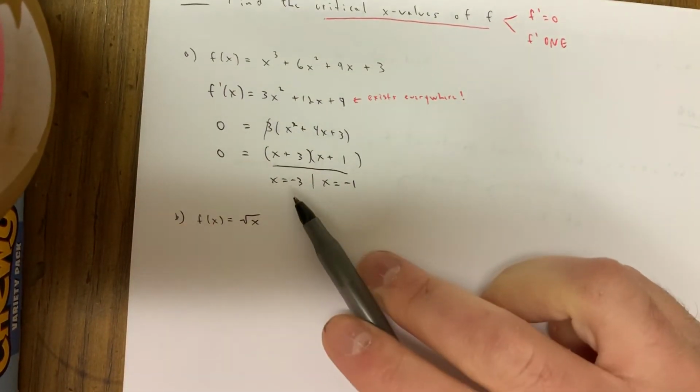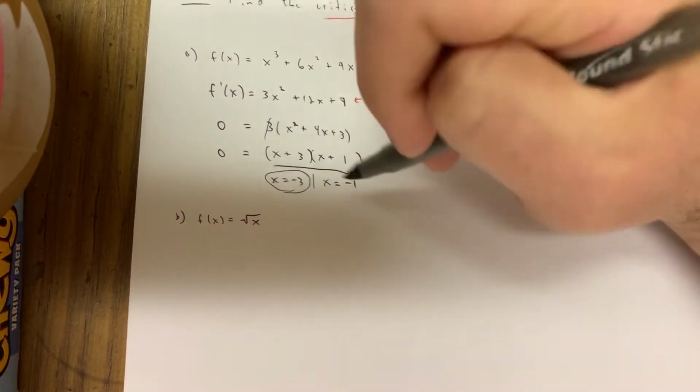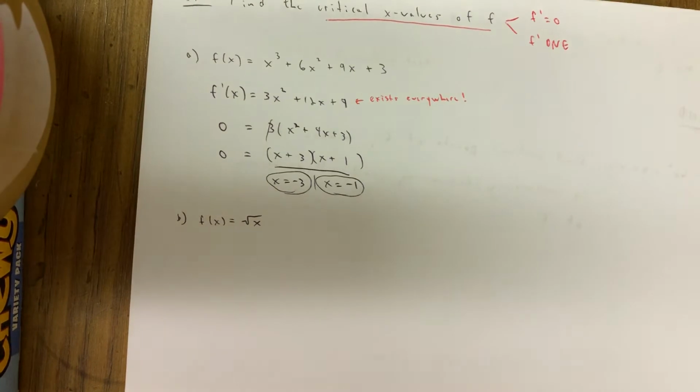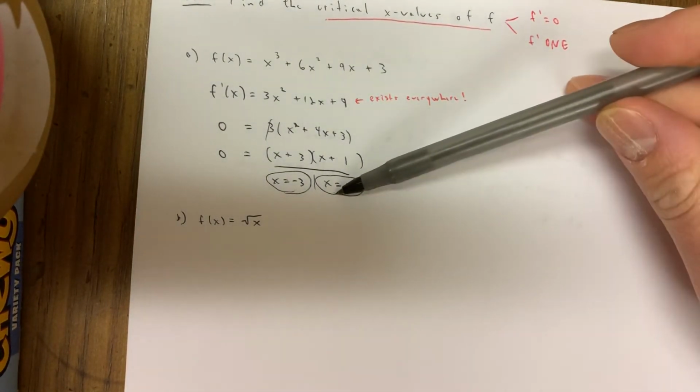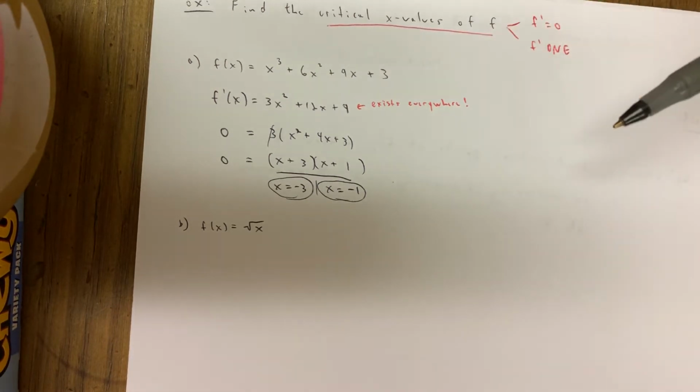All right, so here we have x equals -3 and x equals -1. Those are your critical x values. If you actually wanted the critical points, you want to take those right there, plug them back into the original, which could be infinitely annoying without a calculator, but something you have to be able to handle.